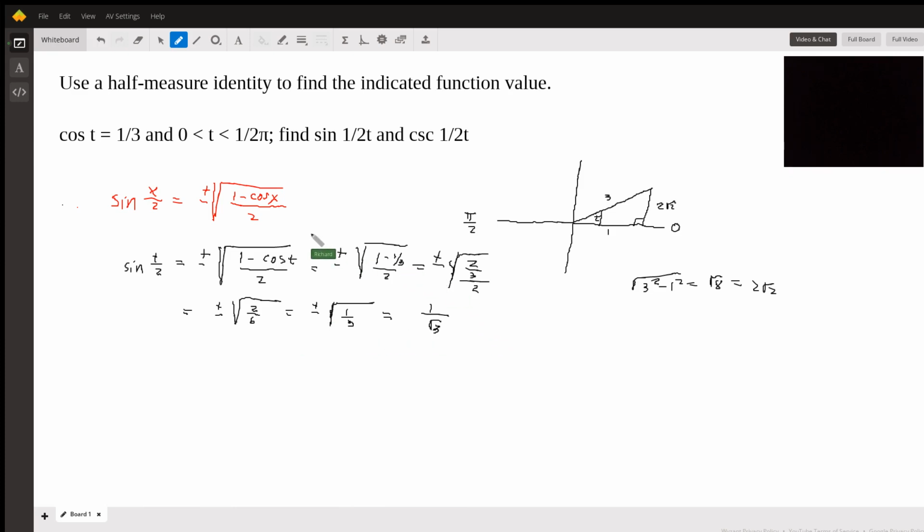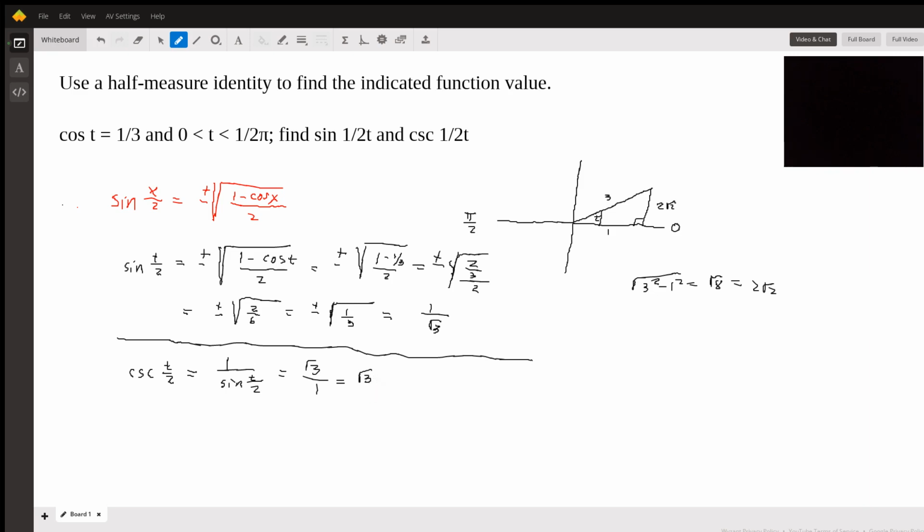So that's the first part. And you can see it's just a very simple application of the formula. And now for the other part of it, we'll find the cosecant of t over 2. And that's just going to be 1 over the sine of t over 2. You're expected to know that cosecant is the reciprocal of the sine. So this is just going to be the square root of 3 over 1, or the square root of 3.